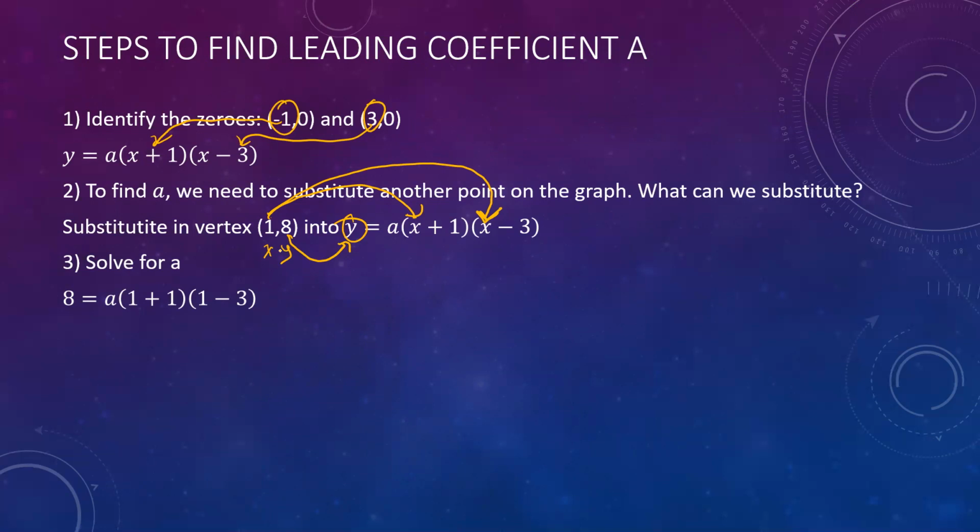And so this ends up giving us 8 is equal to a times 1 plus 1, and then it's going to be 1 minus 3. So all we're doing is simply replacing the x there with 1 and replacing the y with 8. And our next step here is we simply simplify this. So we have 1 plus 1 is 2, 1 minus 3 is -2.